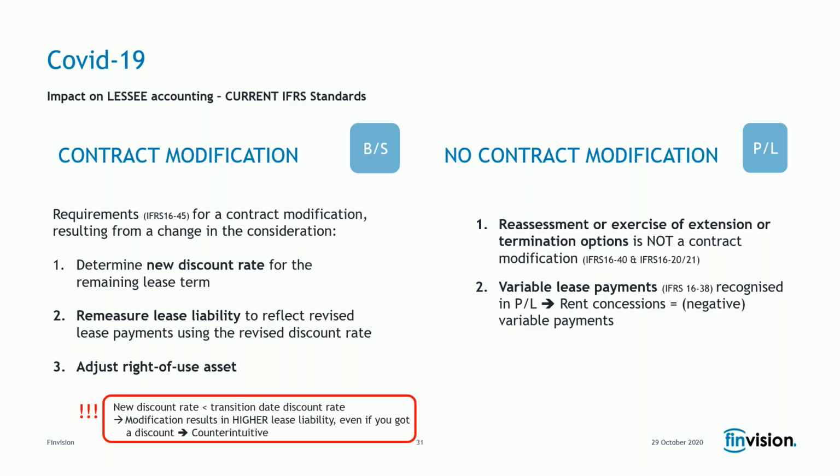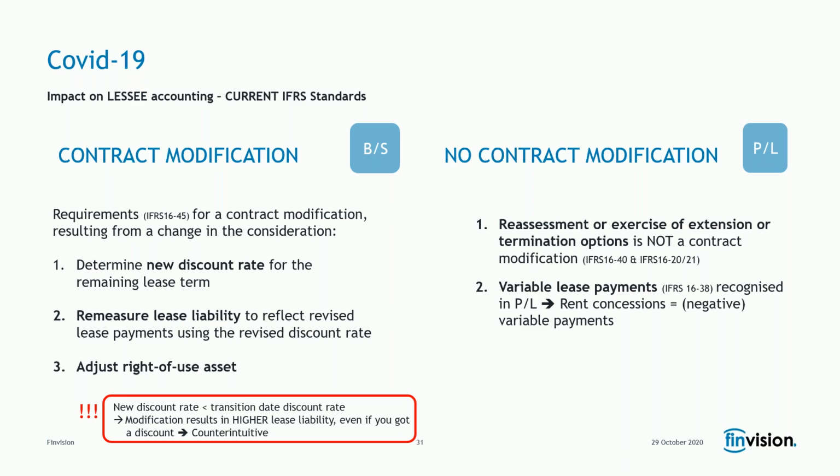In case of no contract modification, like for instance, a reassessment of a termination option, like some also explained, there you have not a contract modification. Also, variable lease payments come into P&L. And rent concessions or such negative variable payments, you can say, in some cases, those come into P&L at the moment they occur. So that's in fact also why they came up with the amendment.